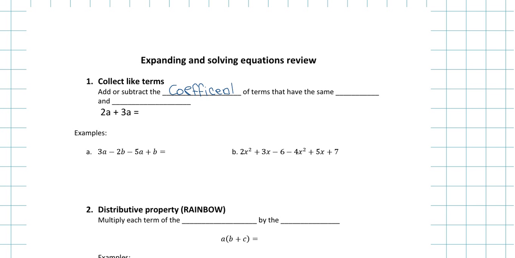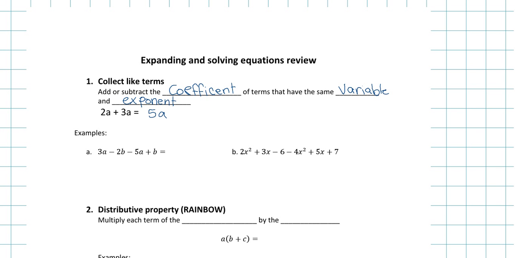Of terms that have the same variable and exponent. Right? And we talked about this, and we said that if I have 2a plus 3a, that gives me 5a. Right? And then in a term where you have multiple terms, you're going to look for your like terms, and then you're going to add their coefficient or subtract their coefficient.